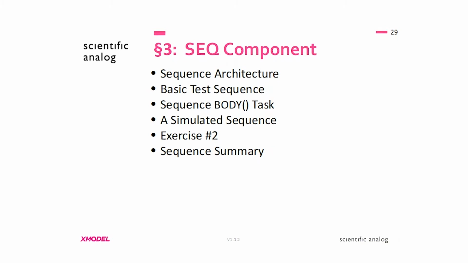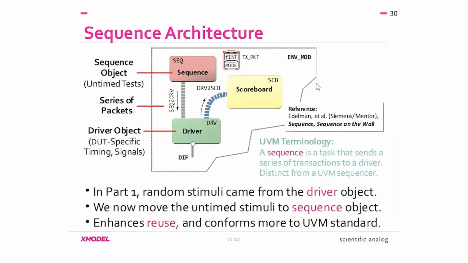Section 3, the sequence component. The sequence object is a purely optional component within an OOP-style test bench. In fact, in part 1 of our published tutorial, we left it out and generated all testing within the driver. In part 2, we added it partly to conform more to UVM style and also to enhance reuse.